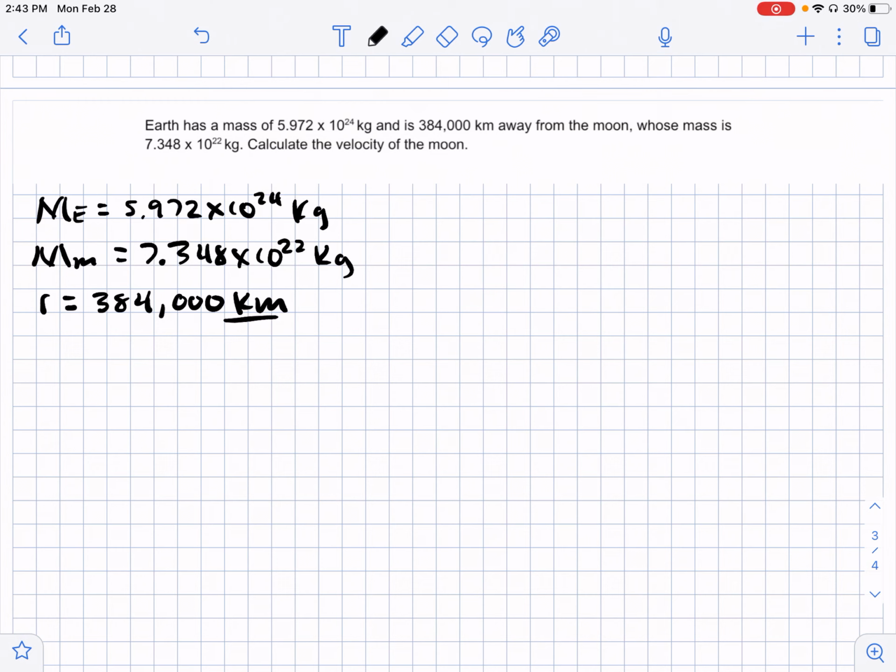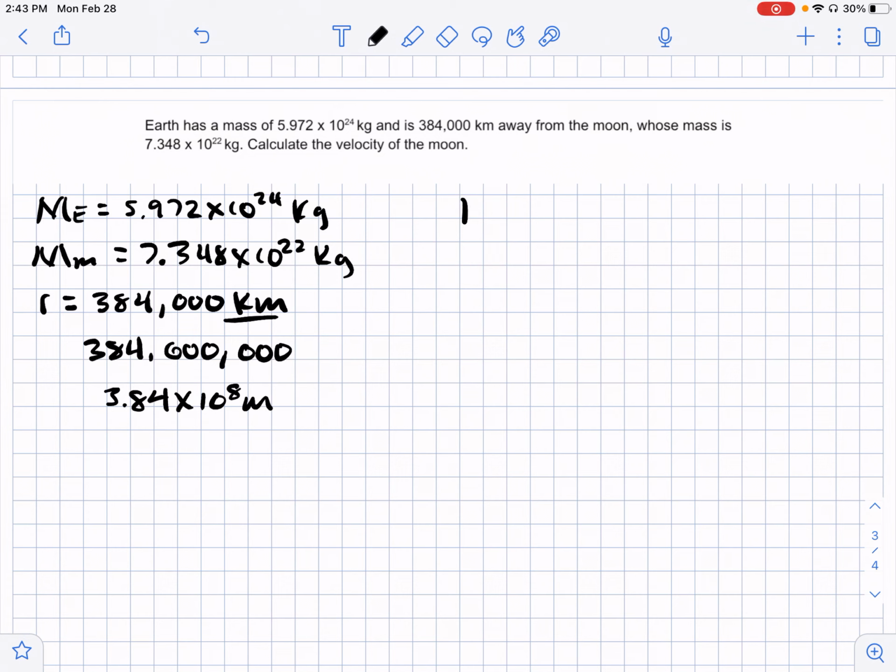So to change that to meters, I can add 3 zeros to the end of it. So it'd be 384, 1, 2, 3, 1, 2, 3. And I could write that in scientific notation, and it would end up being 3.84 times 10 to the 8 meters. So from here, we're going to calculate the velocity of the moon.